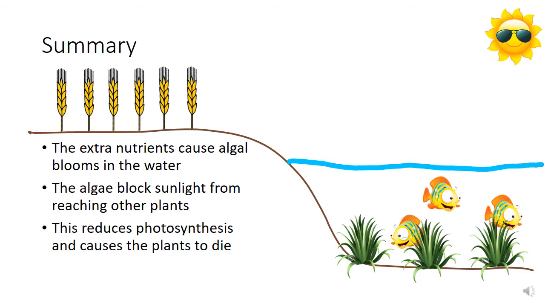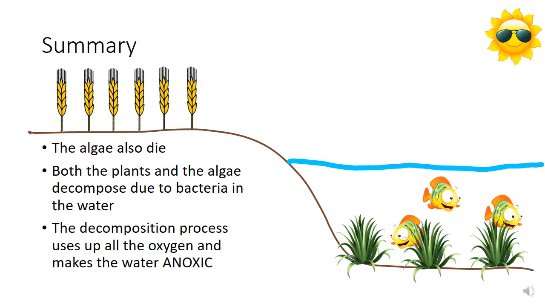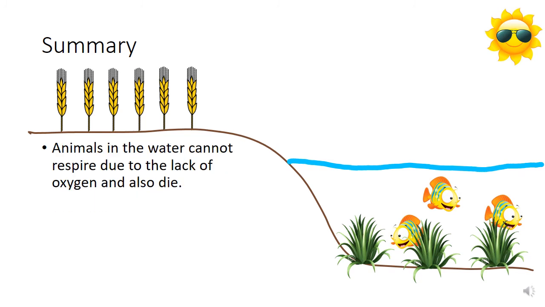This reduces photosynthesis and causes the plants to die. The algae will also die, and both the plants and the algae decompose due to bacteria in the water. The decomposition process uses up all the oxygen and makes the water anoxic. Animals in the water cannot respire due to the lack of oxygen and also die. This is how pollution from farmland or intensive farming can cause eutrophication.